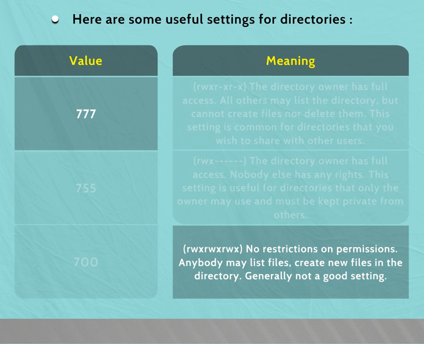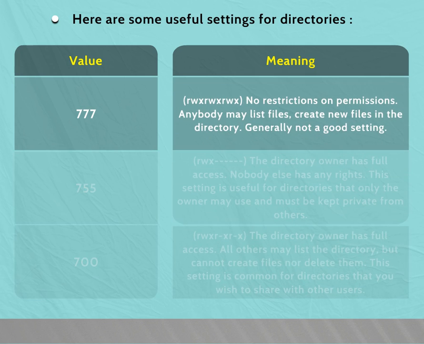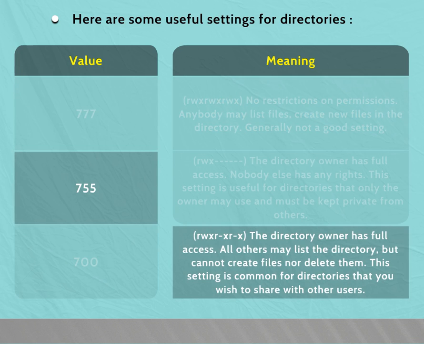Value, meaning. 777, that is RWX, RWX, RWX. No restrictions on permissions. Anybody may list files, create new files in the directory, and delete files in the directory. Generally not a good setting.